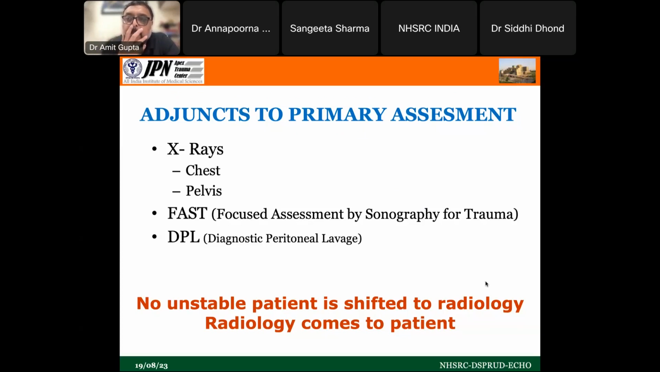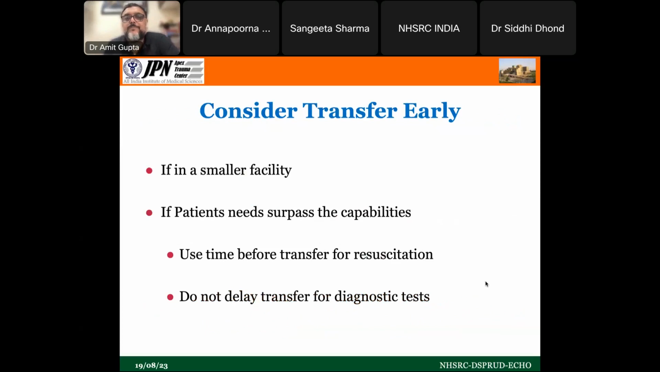There's a different class for it. We can take it later on. Do a FAST with an ultrasound machine. Do 2 x-rays. That is more than sufficient to find out whether the physiology is deranged because of chest injury, pelvis injury, or bleeding into the abdomen.